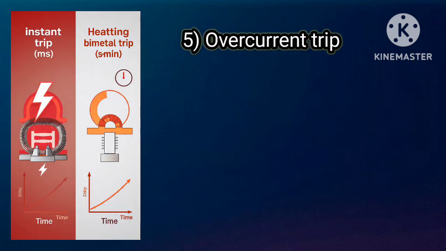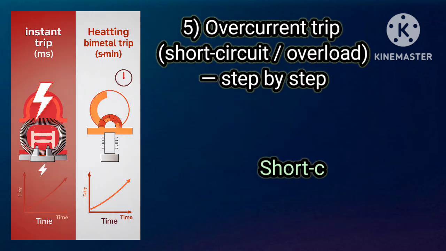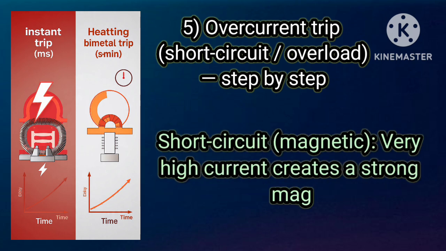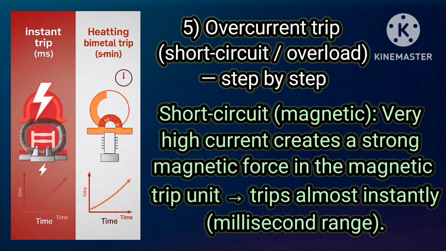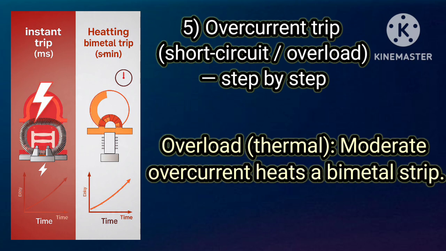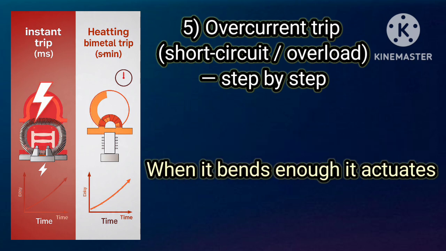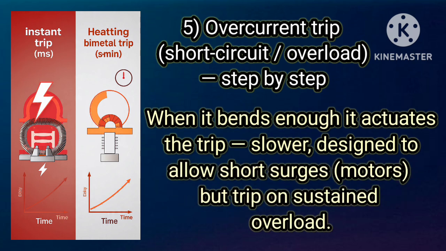5. Overcurrent trip, short circuit and overload, step by step. Short circuit, magnetic: very high current creates a strong magnetic force in the magnetic trip unit, which trips almost instantly, in the millisecond range. Overload, thermal: moderate overcurrent heats a bimetal strip. When it bends enough it actuates the trip. This is slower, designed to allow short surges, such as motors, but trip on sustained overload.